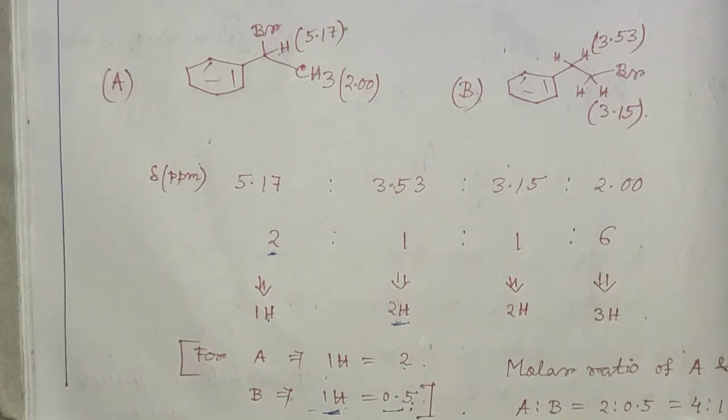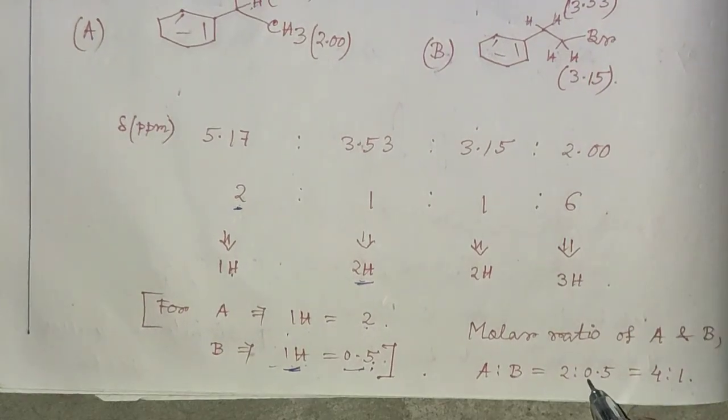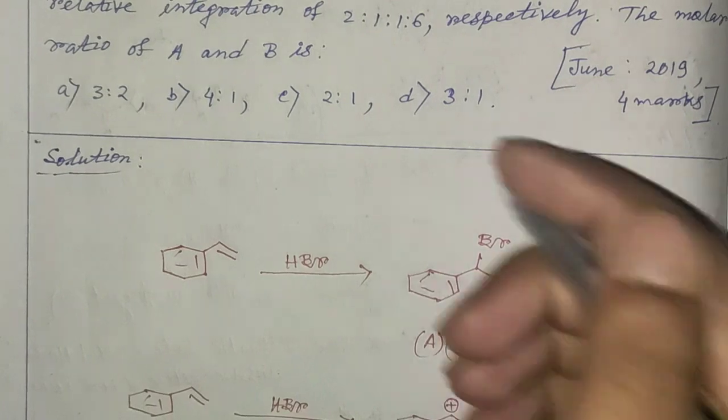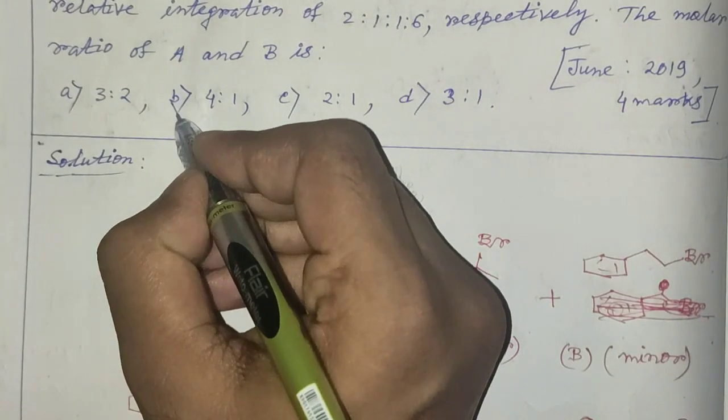So the molar ratio of A and B is equal to 2:0.5. So the answer is 4:1. Is it alright? Option B is the correct answer.